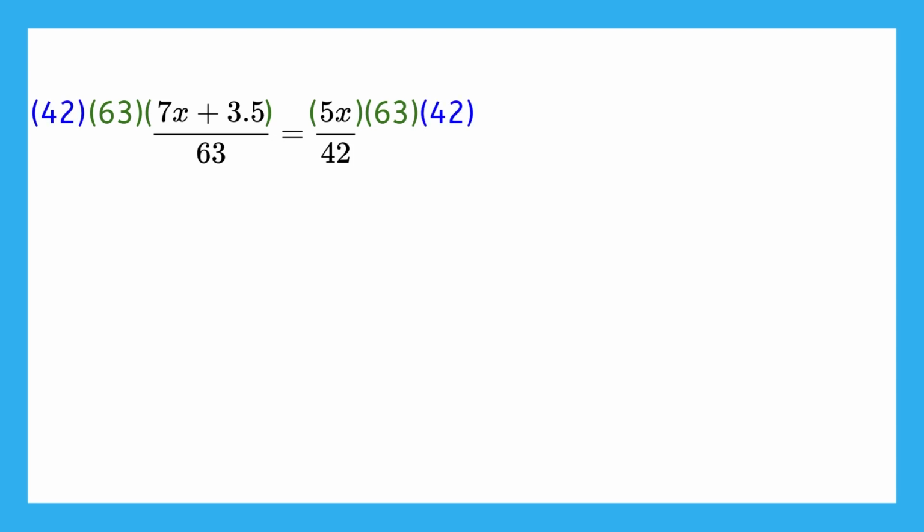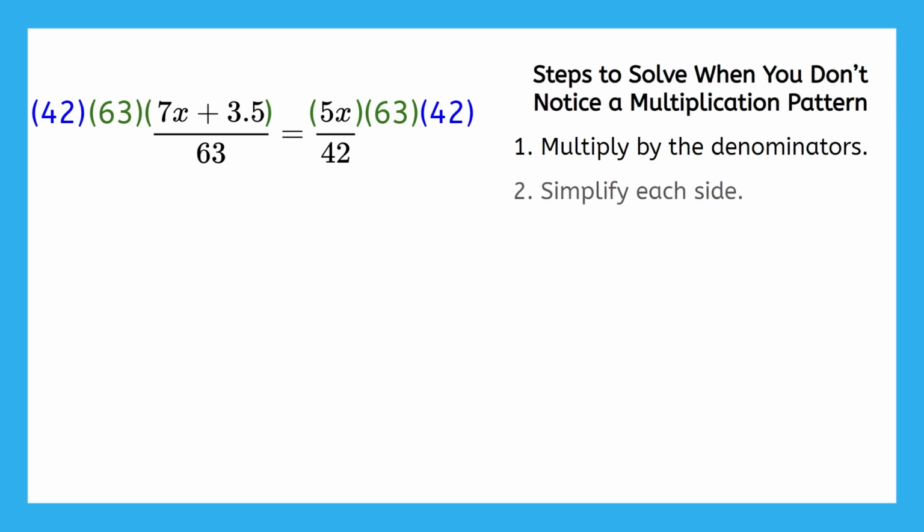This may seem like we just made our equation much longer, but do you see any common factors in the numerator and denominator of either fraction? Remember, common factors can cancel, which leads us to step 2. Step 2 is to simplify each side. When fractions are involved, this means canceling common factors from the numerator and denominator. Did you notice anything that can cancel out from the fraction on the left side? Or anything that can cancel out from the fraction on the right side?